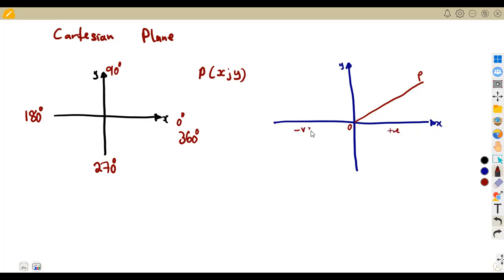This X will be negative. This Y on top will be positive. This Y below will be negative. So we are representing the point P in the first quadrant, where these are positive.